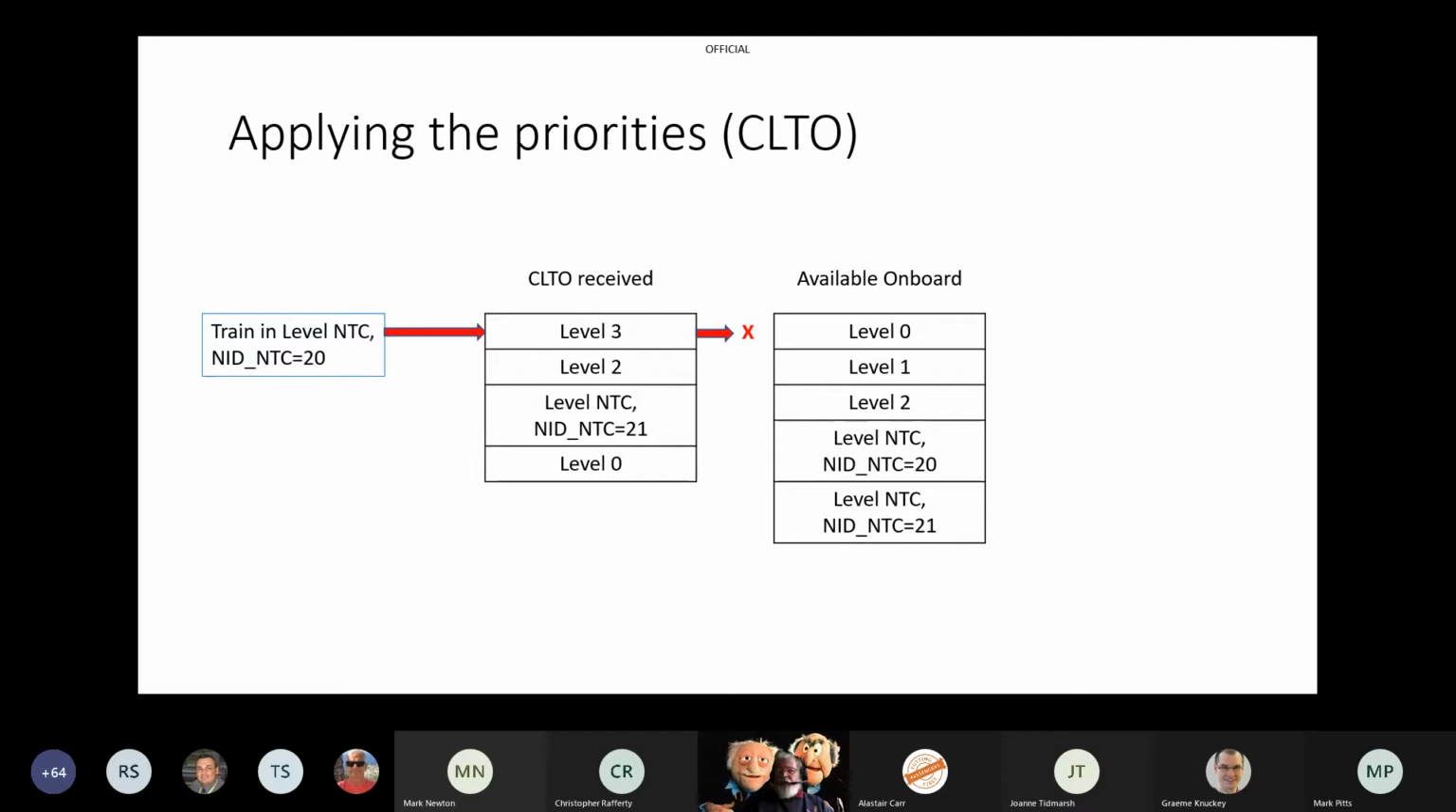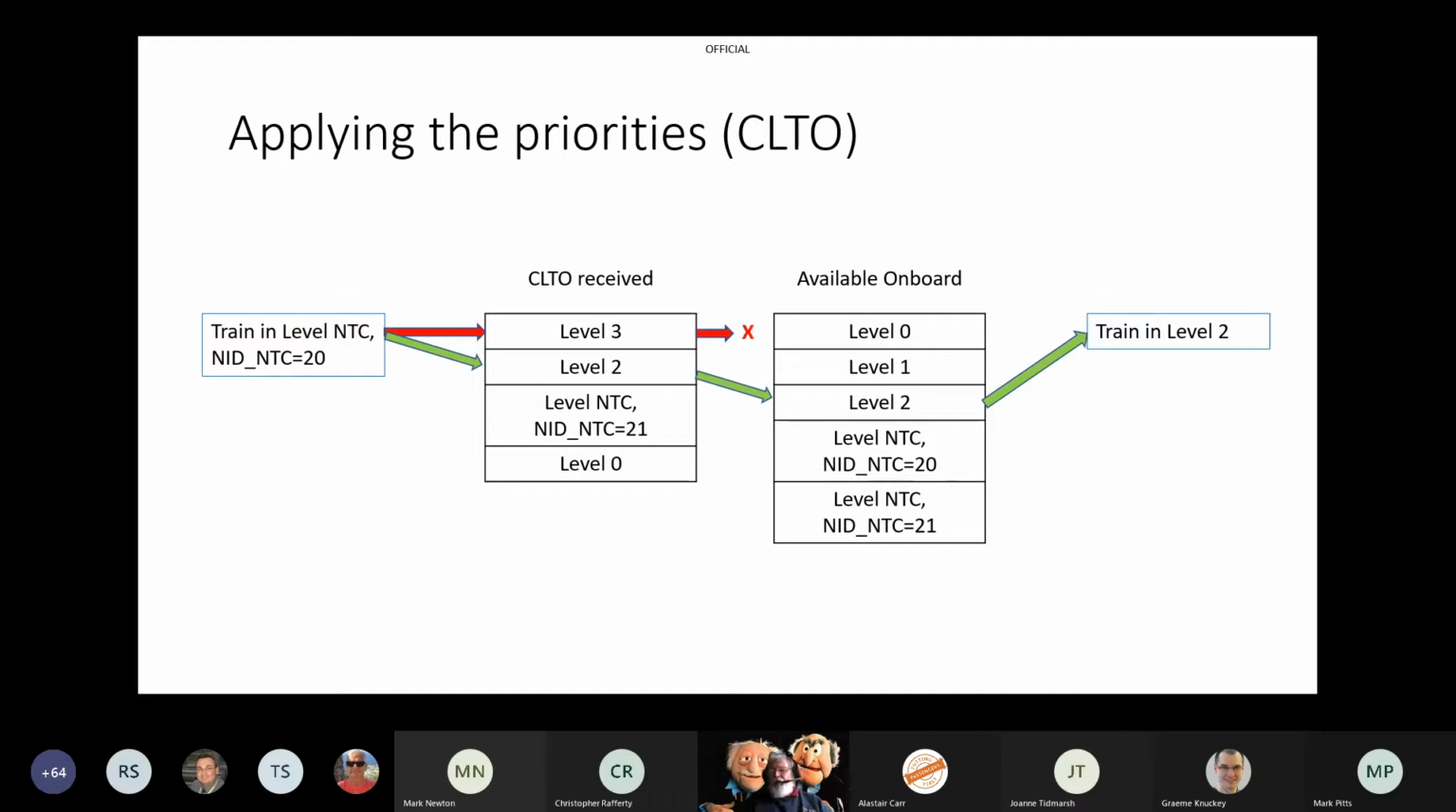First thing to check is NID NTC 20 in the list of priorities? No, so we need to apply the priority table. NID NTC, the second level is level 2. Level 2 is available on board, and hence the train will transition to level 2, exactly as if it was a level transition order.